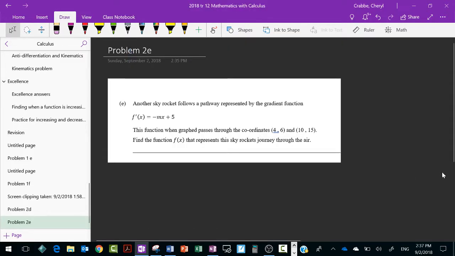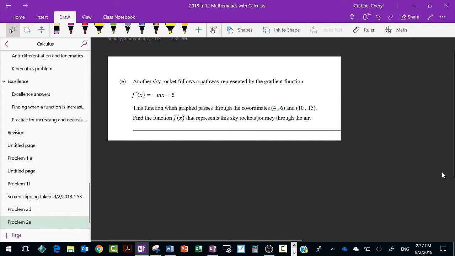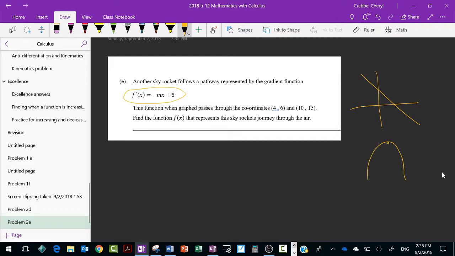Okay, we're going to look at question 2E. Again, an interesting question and one that was quite problematic for many people. They give us the gradient function, f'(x), and they basically tell us it's a linear function, and it's a negative linear function. So it's basically this kind of look, which means that the original function is going to be a negative parabola. So these are, again, visual things that you need to play with.